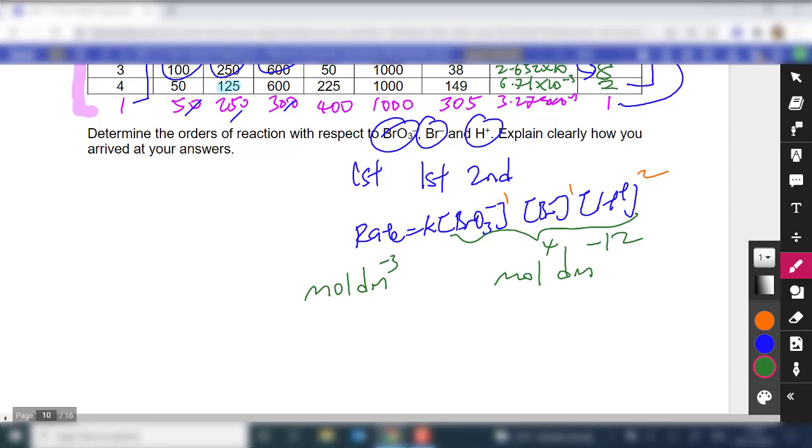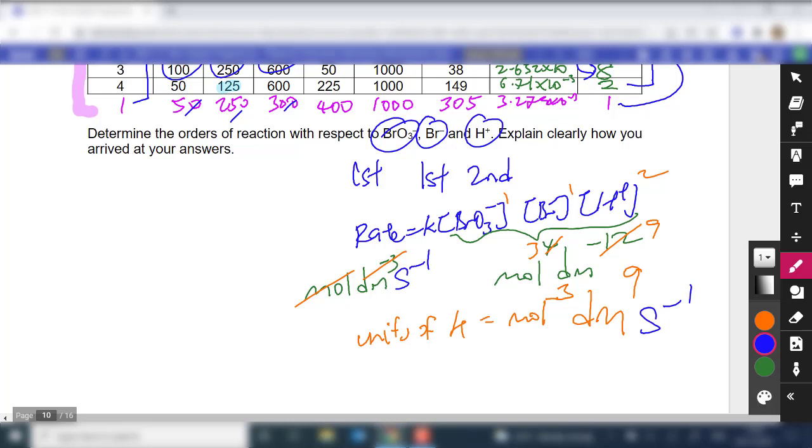Once we cancel it, let's look at both sides. Because k is here, you just cancel this first, 3, and then this will be 9. Therefore the units of k will be mole to the power of minus 3, dm to the power of 9, and not to forget, I forgot to write it out here, the rate is per second, so that will be per second. So this will be the units for the rate constant.